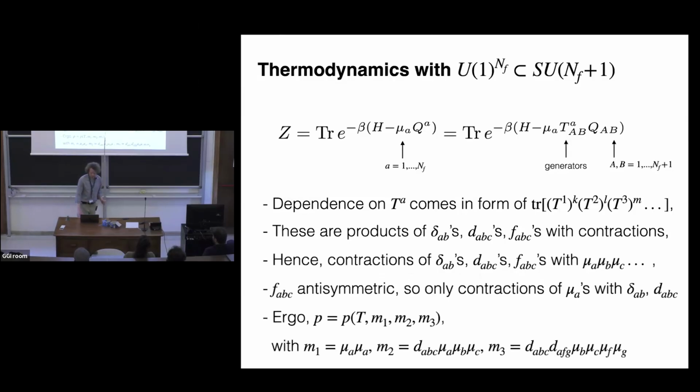Now, what this means is that your partition function comes with products of deltas, d's and f's, and it also has these chemical potentials. These chemical potentials have to be contracted with deltas, d's, and f's, right? So basically you have contractions of these deltas, d's, and f's with mu_A, mu_B, mu_C, and so on. So this is the form of the partition function.